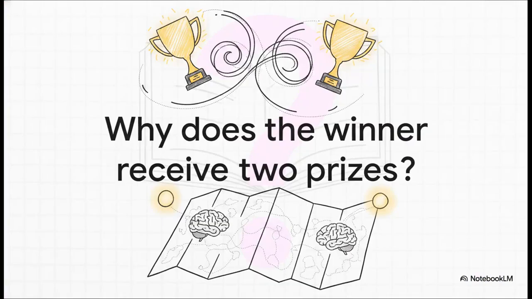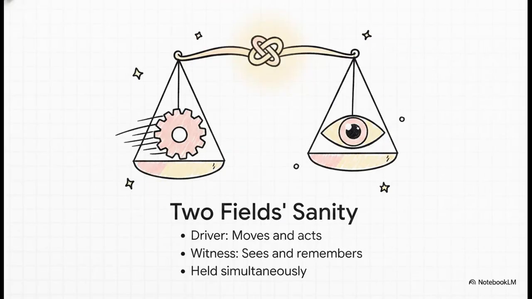Now, here's a question for you. Why does the winner in this system receive not one, but two prizes? I mean, in most linear journeys, there is a single finish line, right? But in this four-dimensional map, the ultimate state of success is strictly dual in nature. Well, the answer is found at coordinate 5021.